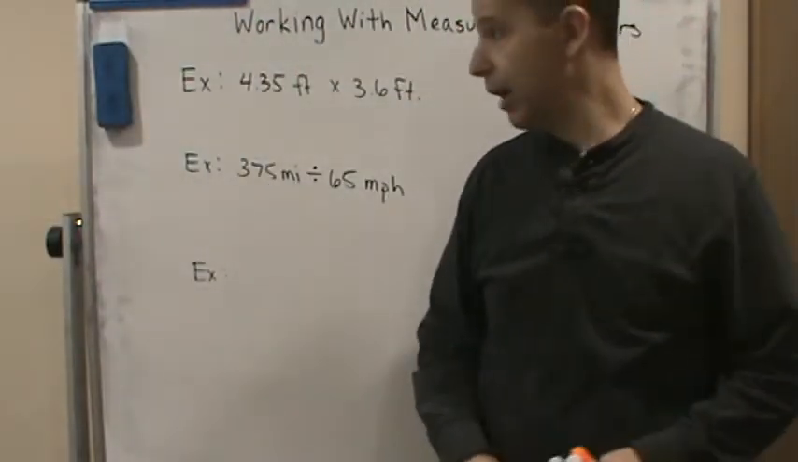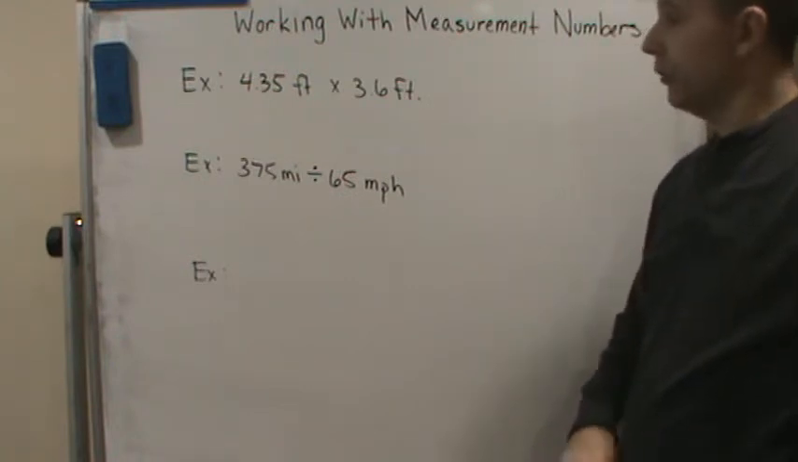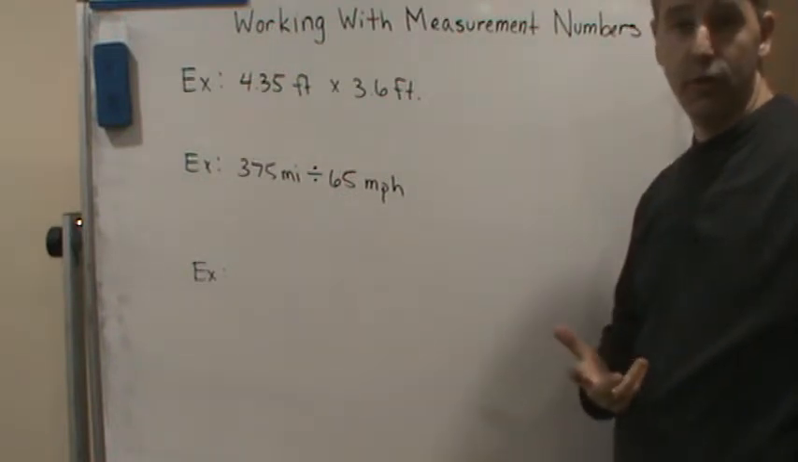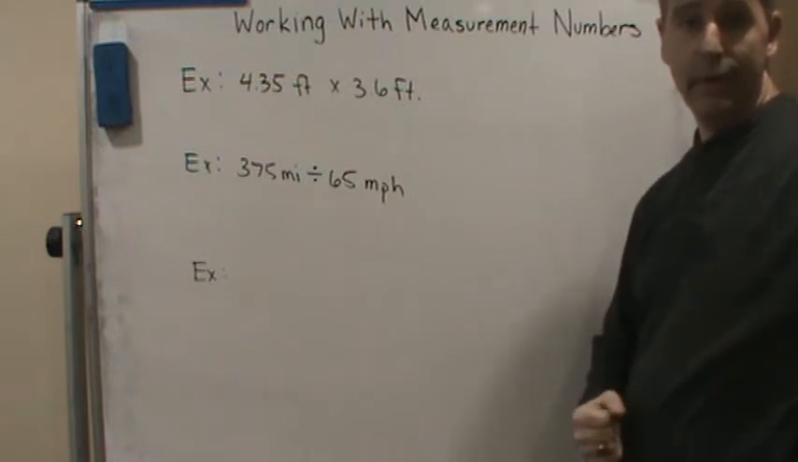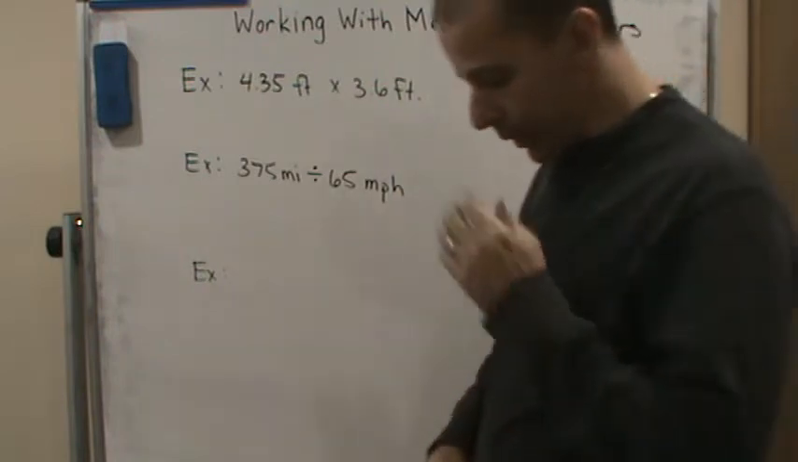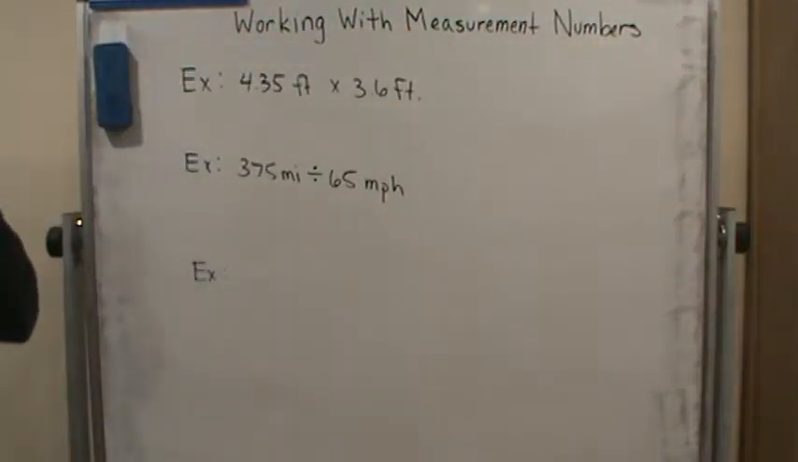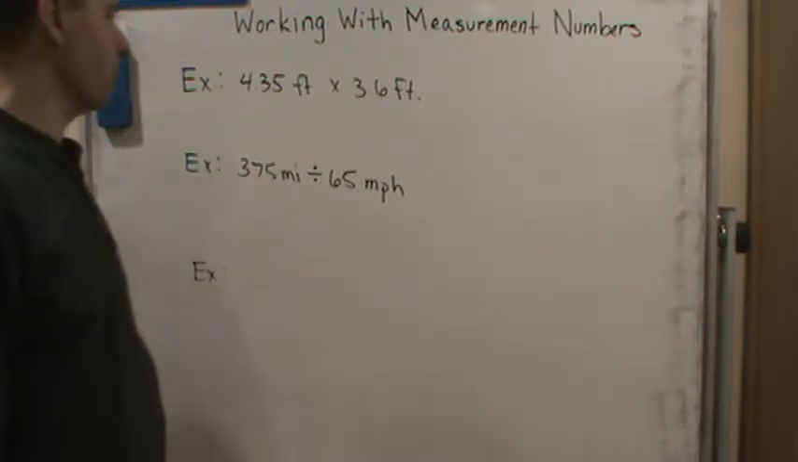Okay, so welcome back. Now we're going to do some examples of rounding. When it comes to multiplication and division, the rounding is very different than with adding and subtracting. Instead of dealing with precision, when it comes to multiplying and dividing measured numbers, we're going to talk about accuracy. We're going to look at the accuracy of the individual numbers, the factors, I mean, the numbers we're multiplying or dividing.